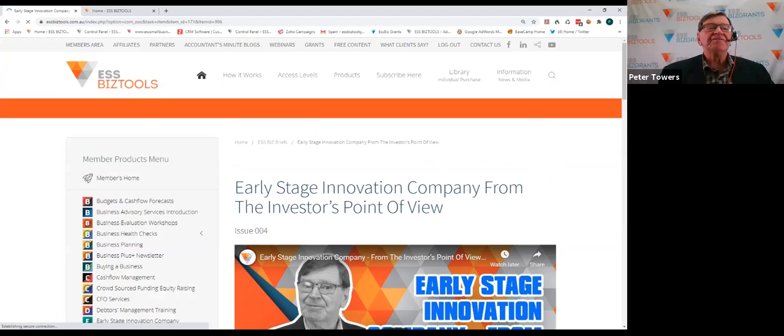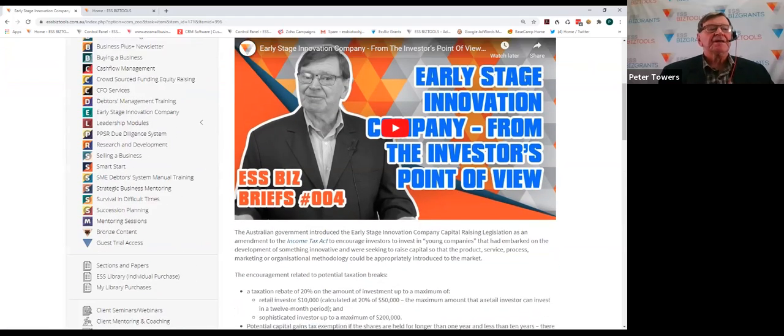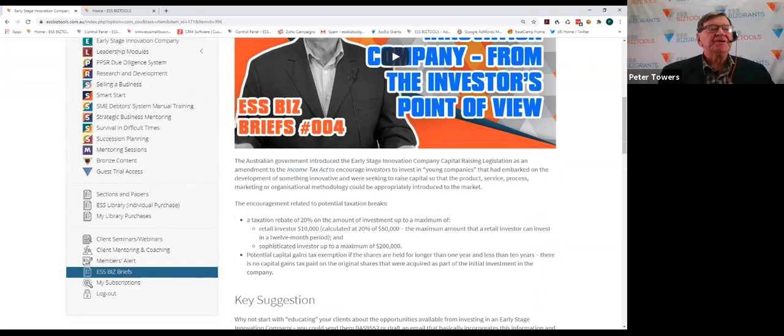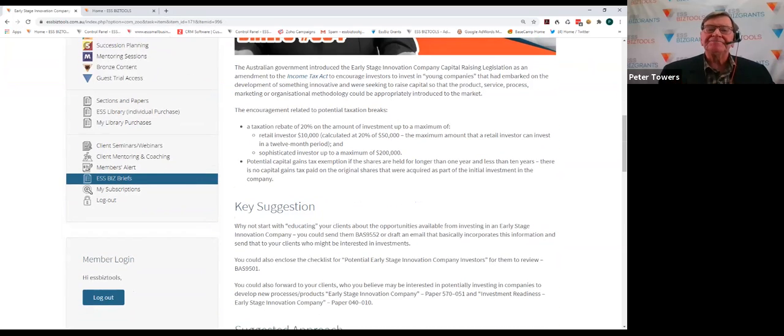This is from an investor's point of view, but we also had the company's point of view in the previous Biz Brief. So we have the explanation, we have a video. Early stage innovation companies is interesting legislation. It's amendments to the Tax Act. Why? Because basically what it is doing is enabling a company that is classified as an early stage innovation company, because it's passed one of the 2 tests, to be able to, in effect, pass on to their investors some taxation benefits. The investor can obtain a rebate based on the amount of their investment, which is classified in either a retail investor category or a sophisticated investor category, so that they receive a rebate on their tax.